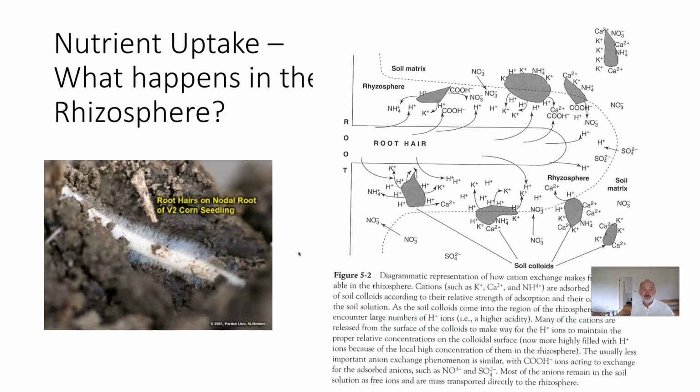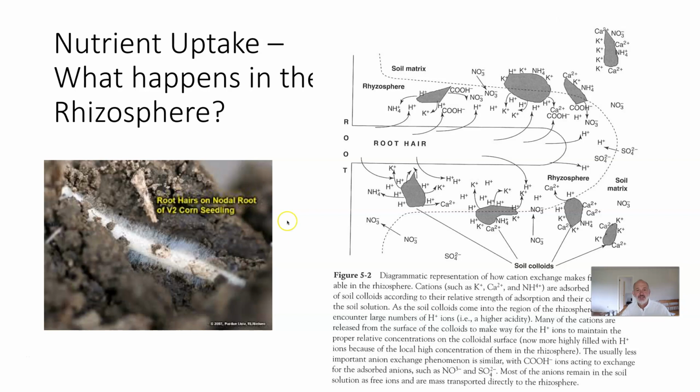On the left, we've got root hairs on a corn seedling. So imagine that there's a root and there are these tiny hairs. Obviously we know that those hairs are really important because they increase the surface area of the root, and all of that surface area of those little hairs becomes the sites for potential nutrient absorption.